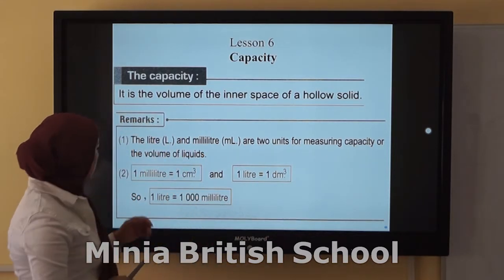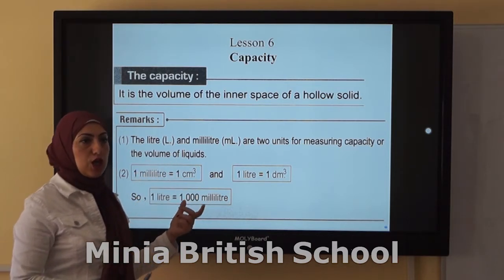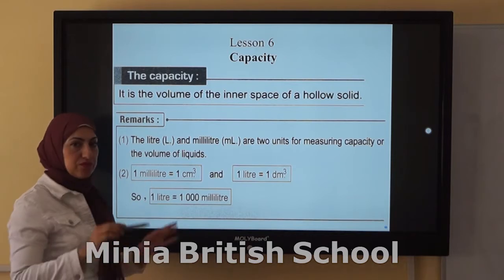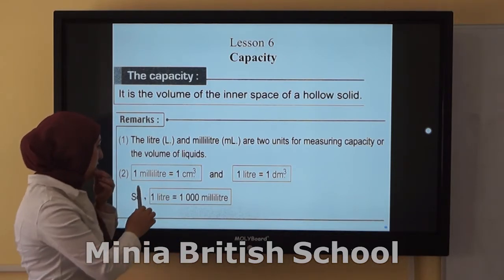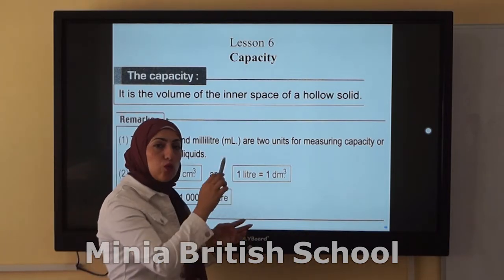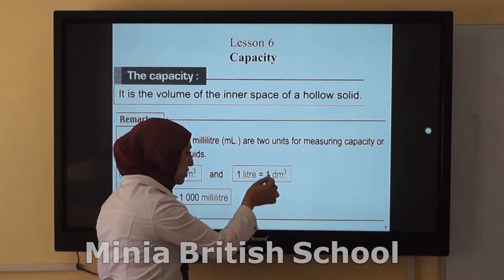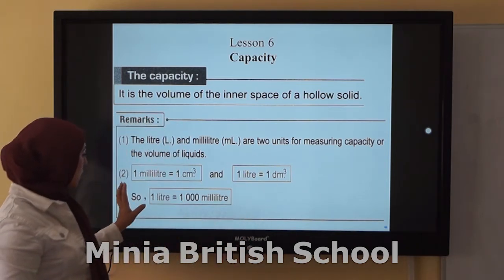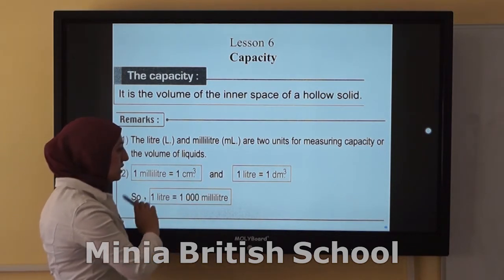One milliliter equals one cubic centimeter. So, cubic centimeter equals milliliter. Pay attention: cubic centimeter equals milliliter. And one liter equals one cubic decimeter. So, the cubic decimeter equals the liter. So, one liter equals 1,000 milliliters.